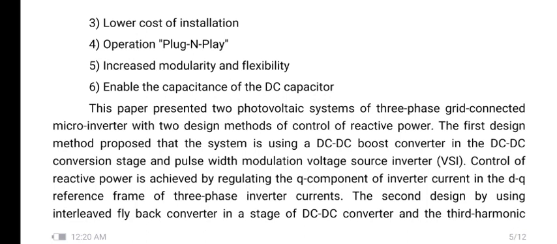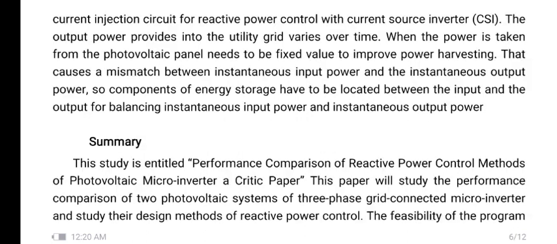This paper presented two photovoltaic systems of three-phase grid-connected microinverter with two design methods of control of reactive power. The first design method proposed that the system uses a DC to DC boost converter in the DC to DC conversion stage and a pulse width modulation voltage source inverter, or the VSI. Control of reactive power is achieved by regulating the Q component of inverter current in the D to Q reference frame of three-phase inverter currents. The second is designed using an interleaved flyback converter in the DC to DC converter stage, and a third harmonic current injection circuit for reactive power control with a current source inverter, or the CSI.